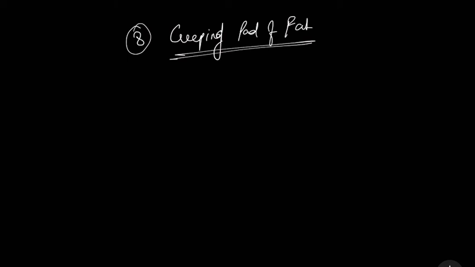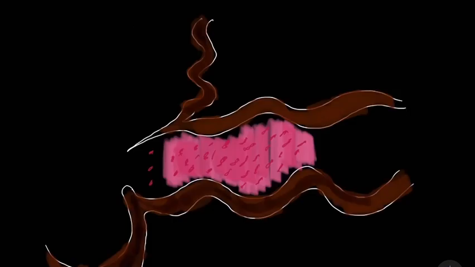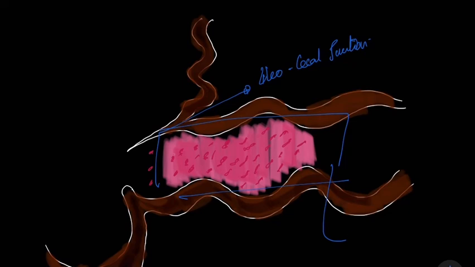Now, here's a rough diagram to understand these gross features that we studied. Here we have your ileocecal junction. And here we see this particular area that we're going to be studying. This is the segment that is involved.